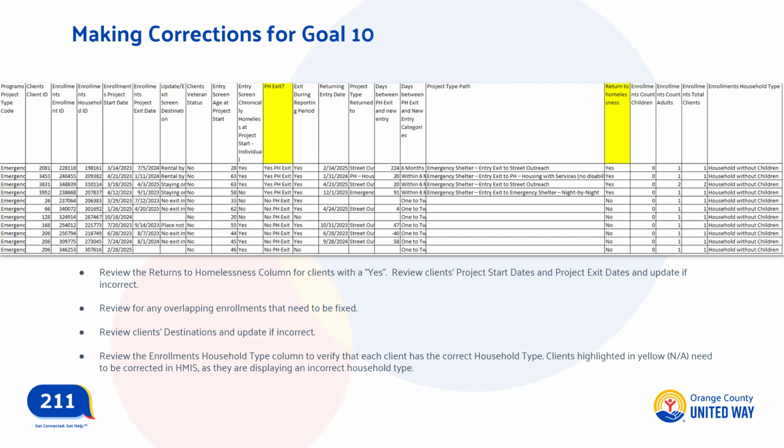And then also verifying household type. In this example, all the clients do have a household type, but if the head of household didn't provide a date of birth, it's going to reflect that they didn't. The household type is undetermined. So just verify that all the client information entered in Clarity is accurate.